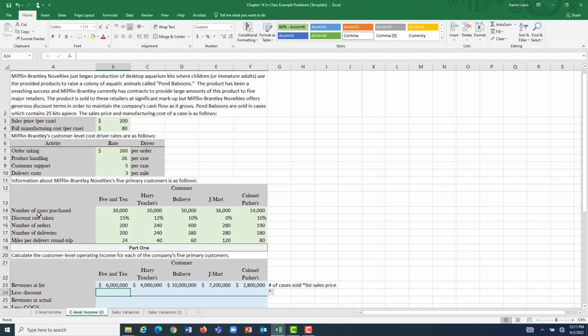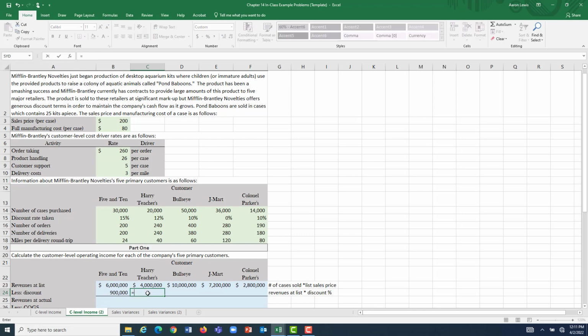But they didn't, because we have discount rates taken. What percent of the full list price of revenues did we give as a discount to each of our customers to encourage prompt payment? How am I going to find that? I am going to take our revenues at list and multiply it by the discount percentage, the discount rates taken. So 5 and 10 could have generated $6 million in revenue, but we gave them 15% off, and 15% off of $6 million is a $900,000 discount.